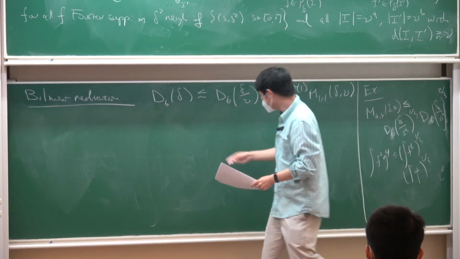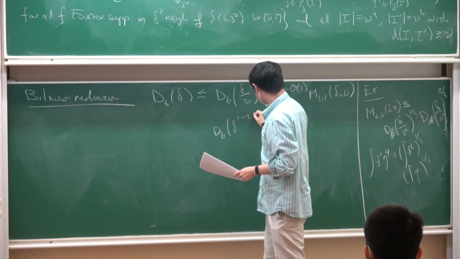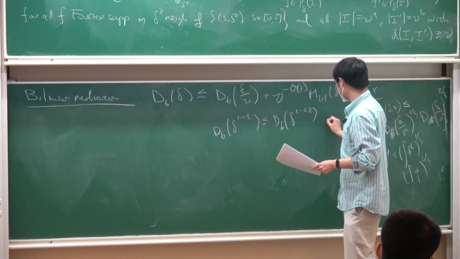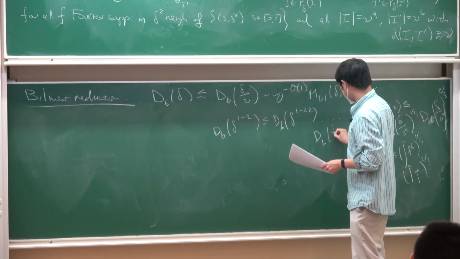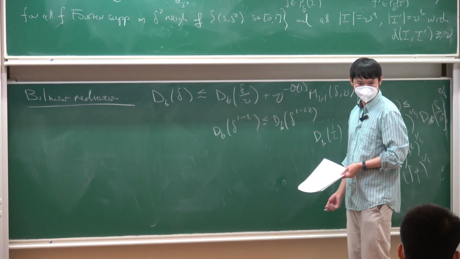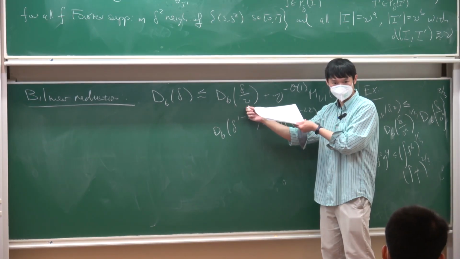Right? I could say, well, maybe D6 of delta to the 1 minus epsilon is bounded by maybe D6 of delta to the 1 minus 2 epsilon, and then I keep on going. And then maybe one day I'm going to get up to D6 of 1/2, and I know how big D6 of 1/2 is. It's just size 1. All right? So if this is the dominant term, this is a good term.